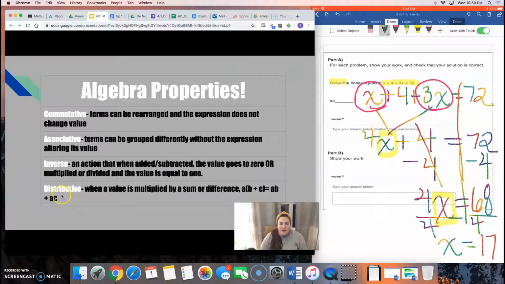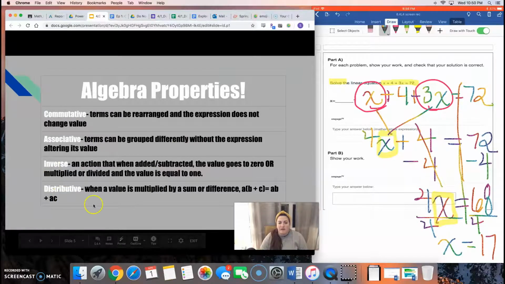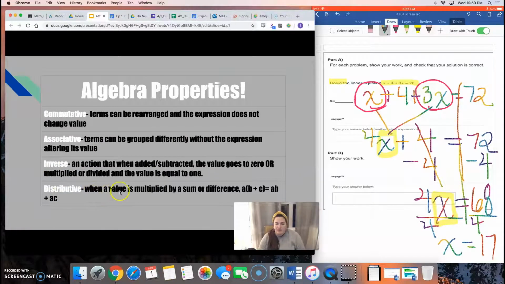And then another property that we've used a bunch is the distributive property. So distributive property is when there's a value multiplying by a sum or a difference, and we draw those arrows and make sure we multiply the outside number to the numbers that are inside the parentheses. You guys are pros at that, so you'll be fine.